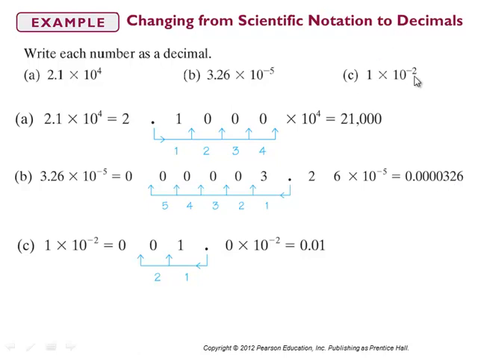1 times 10 to the -2 power. Well, here's your 1.0 and move your decimal point 2 places to the left. So you have 0.01.